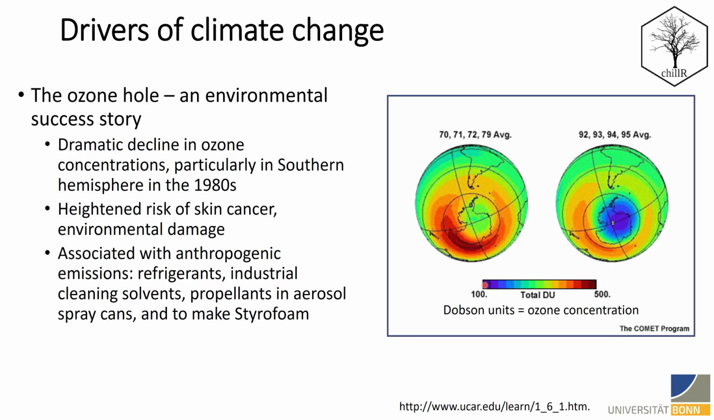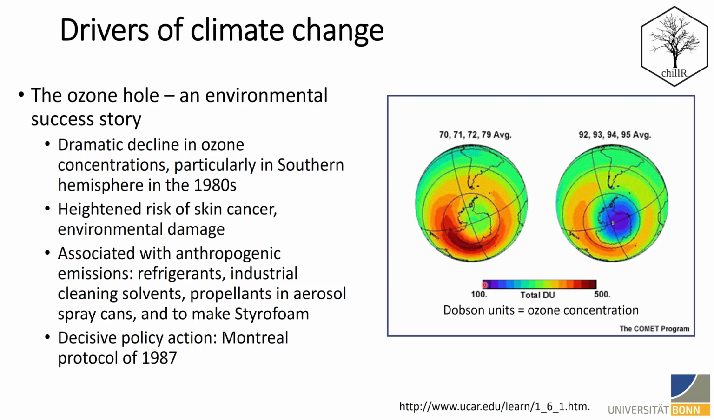This loss of ozone was associated with anthropogenic emissions, same as the kind of climate change we're observing today. These were more specialized, however. Like modern climate change is basically emissions from almost everything we do, but these were emissions from only very specific processes. They were involved in lots of chemical processes like the production of refrigerants, of industrial cleaning solvents, propellants in aerosol spray cans, and also to make styrofoam. This is where these CFCs got released, and lots of them eventually ended up in the stratosphere, destroying the ozone there.